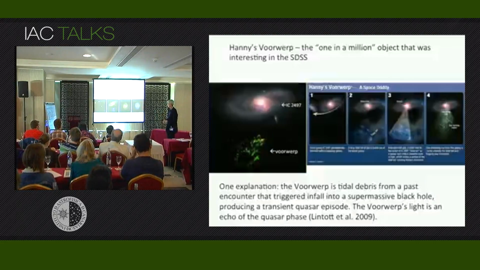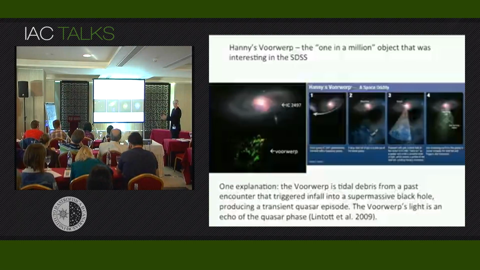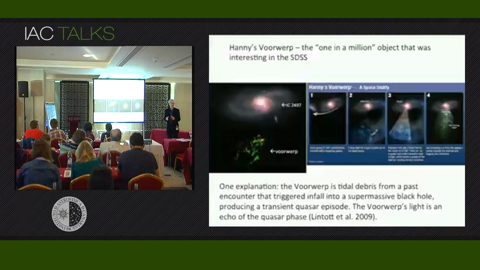The encounter triggered inflow onto a black hole in the center, and there was a brief quasar period, and we're seeing the light echo of that period. The quasar phase is over in the spiral, but the light echo is still seen. And this is described in a paper by Lintott et al. And these pictures to the right, it's hard to see in this lighting, but it kind of shows the geometry of what may have happened to produce the Voorwerp.